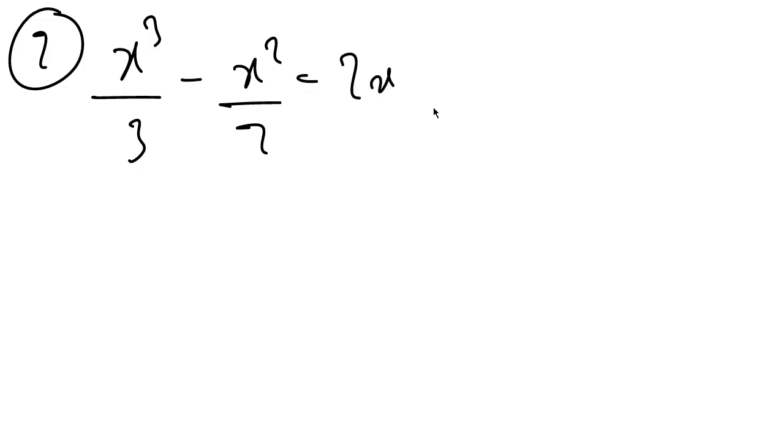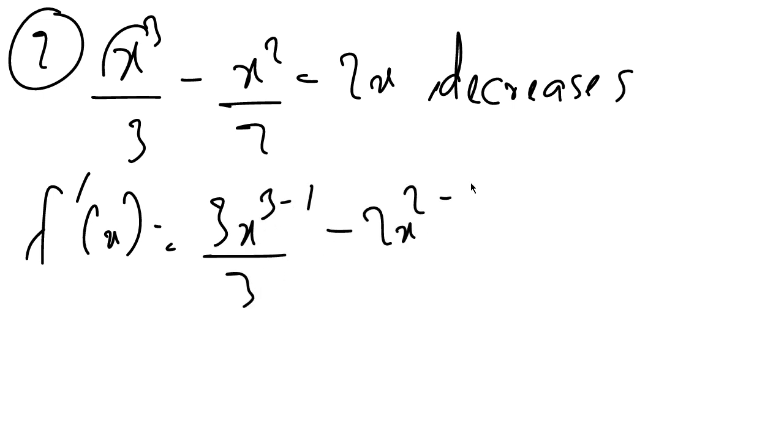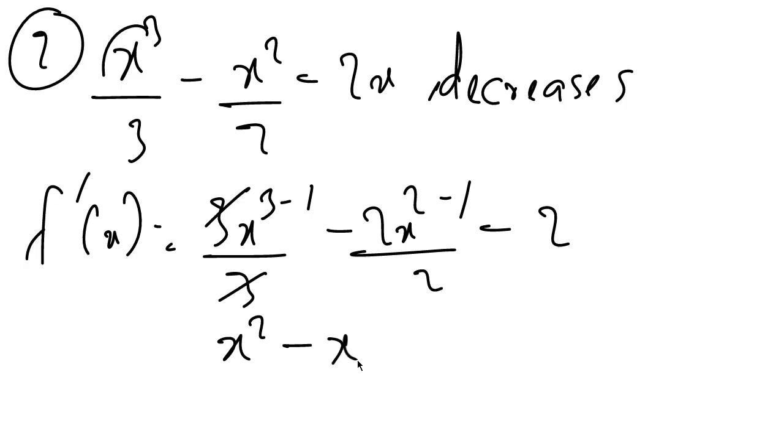So question number 2. If you are given x cubed over 3 minus x squared over 2 minus 2x, and you are asked specifically in the exam to determine the set of values of x for which this function decreases, what are you going to do? Differentiate the function, right? So the first derivative of the function, what happens? 3 comes down, so it will be 3x to the power 3 minus 1 over 3, minus 2x to the power 2 minus 1 over 2, minus 2, and then this cancels out. You're going to be left with x squared minus x minus 2.